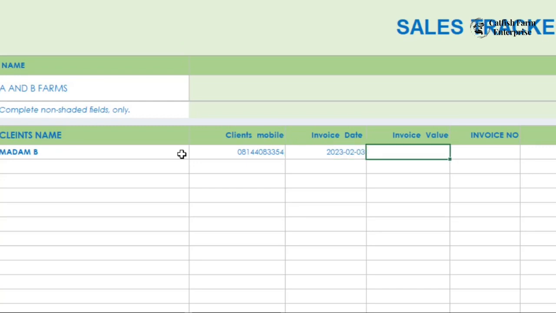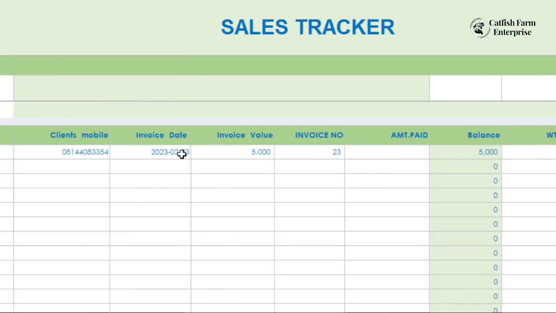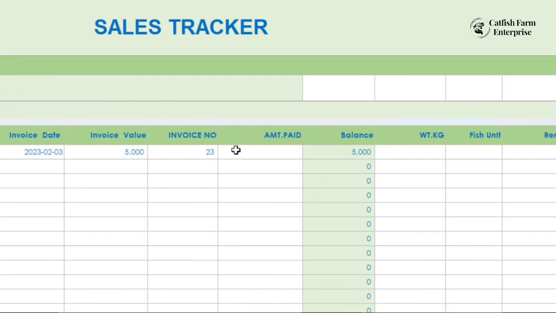Now we look at the invoice value. Let's say the person bought fish of 5,000. Now, what is the invoice number? You can say it's 23, just to keep a record of what is going on. Then we also have what we call the amount paid. Maybe the person paid 3,000. That means there's still a balance of 2,000. It tells you, okay, Madam B is still owing us 2,000.